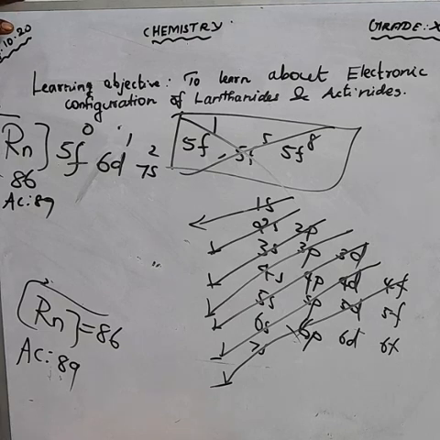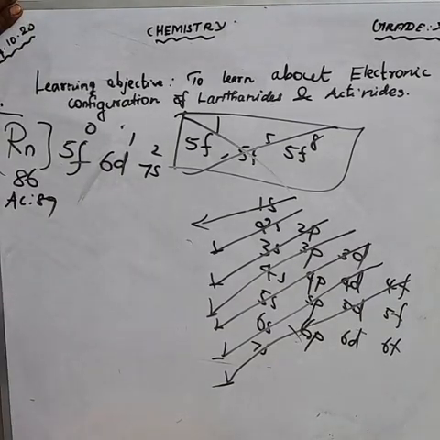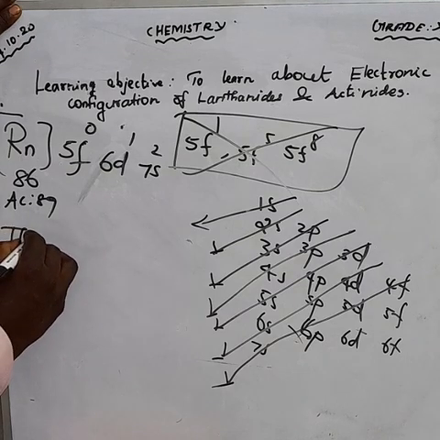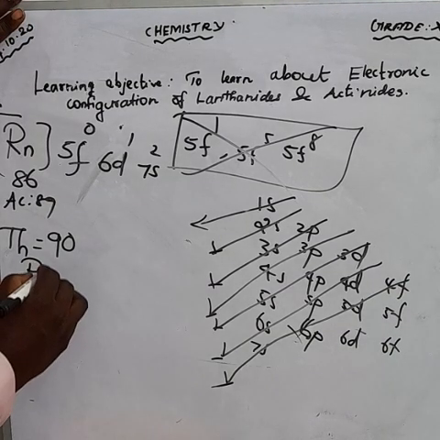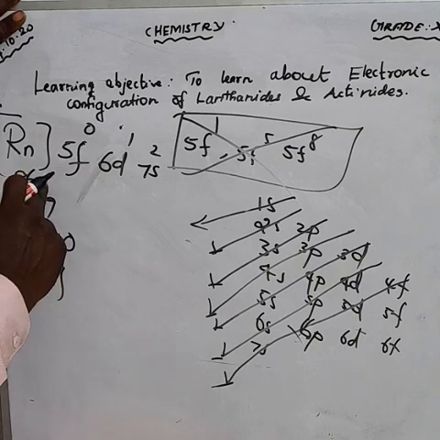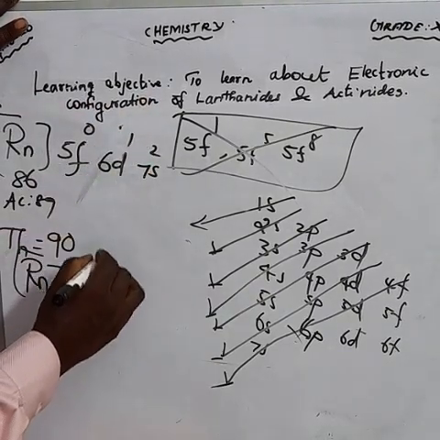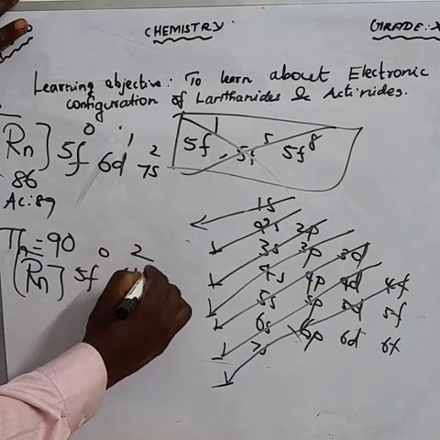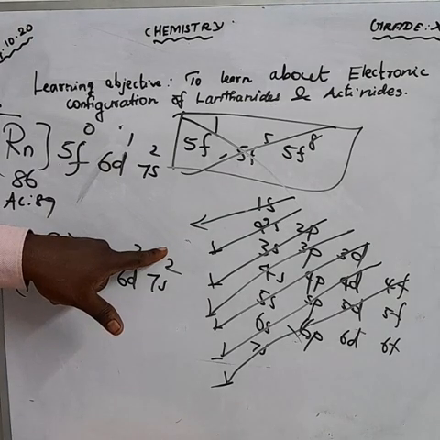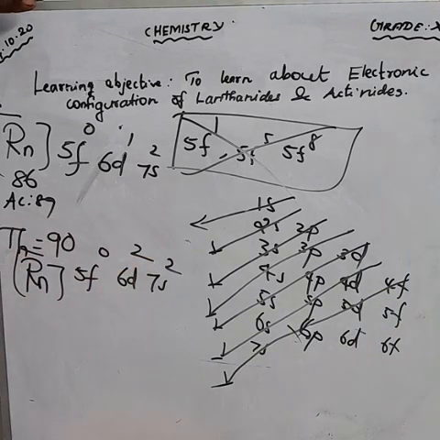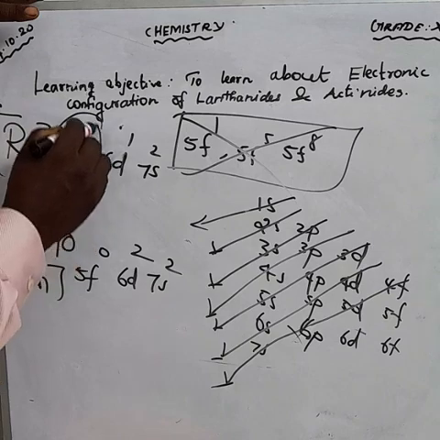Next, thorium. The symbol of thorium is Th, and the atomic number is 90. How will you write it? Radon Rn, that is 86 over. You should start with d, not f. That is 5f0 6d2 7s2. That is 86 plus 2, 88, plus 2, that is 90. I told you that there is no 5f1. We cannot fill 5f1, so you should keep the f subshell vacant.